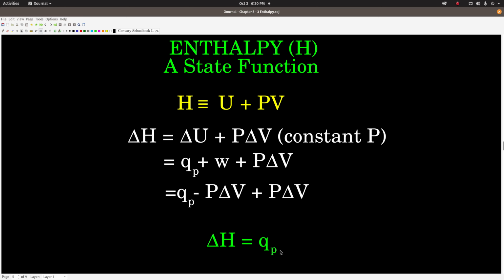In other words, guys, when we measure the thermal energy transferred during a constant pressure process, what we have measured is something called the change in enthalpy. That's why we make the definition. So Q sub P is equal to delta H. Q sub V is delta U.